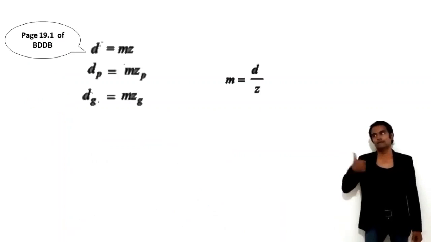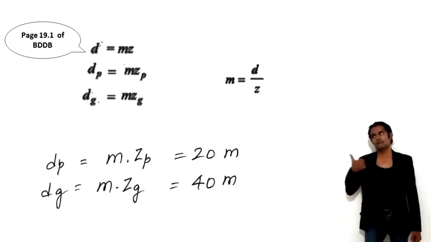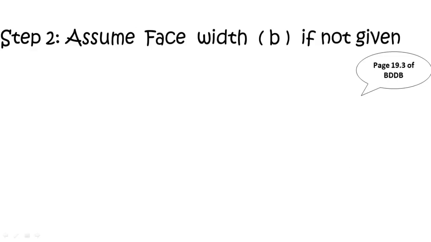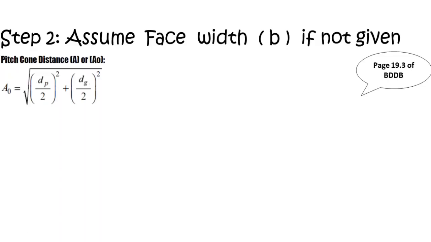Now you have to find the pitch circle diameter for pinion and gear. DP is M ZP and DG is M ZG, right? So in this we are given ZP and ZG, so DP will become 20 module and DG will become 40 module. Now I have to assume the face width. Here the face width is totally different from spur gear and helical gear. The formulas are there on page 19.3 of Bhandari design data book.